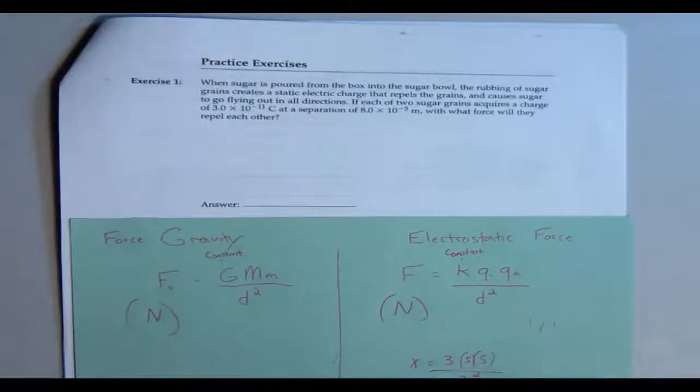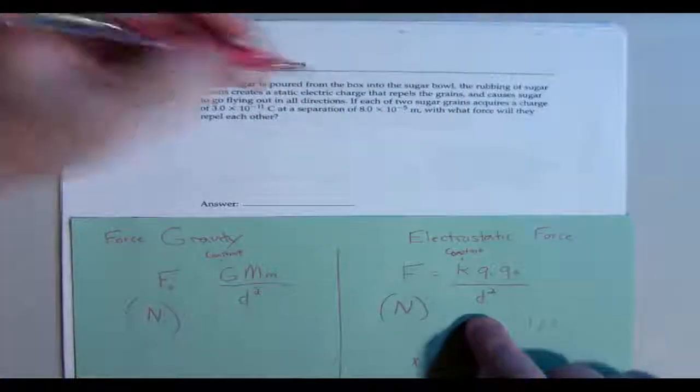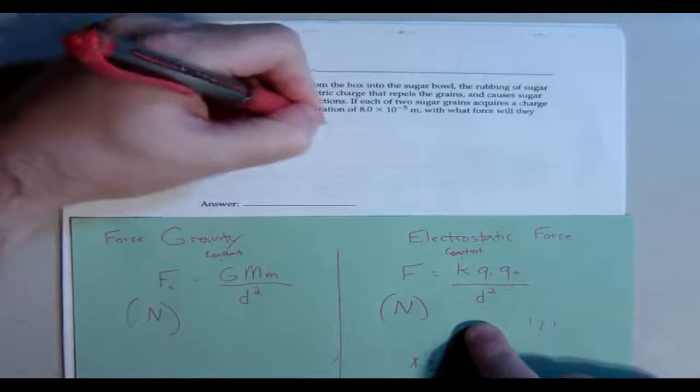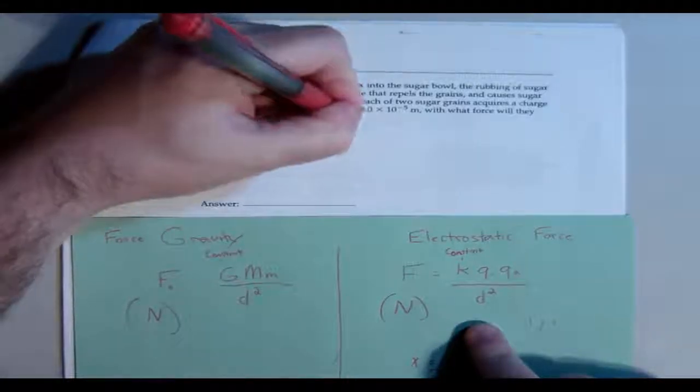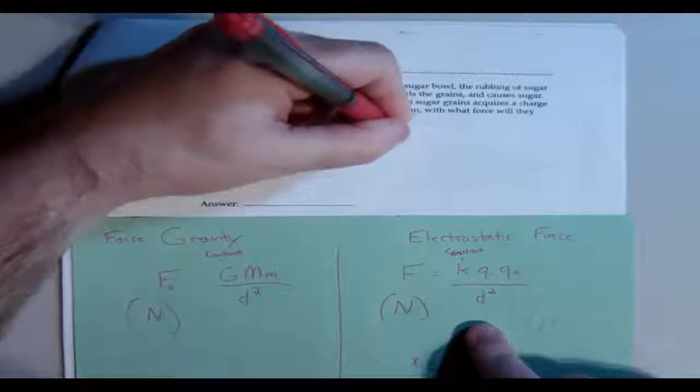Okay, so step 1, we always want to write our formula. I know it's here, but we're going to write it anyways. Force, electrostatic force equals electrostatic constant times the charge of one times the charge of the other over distance squared.